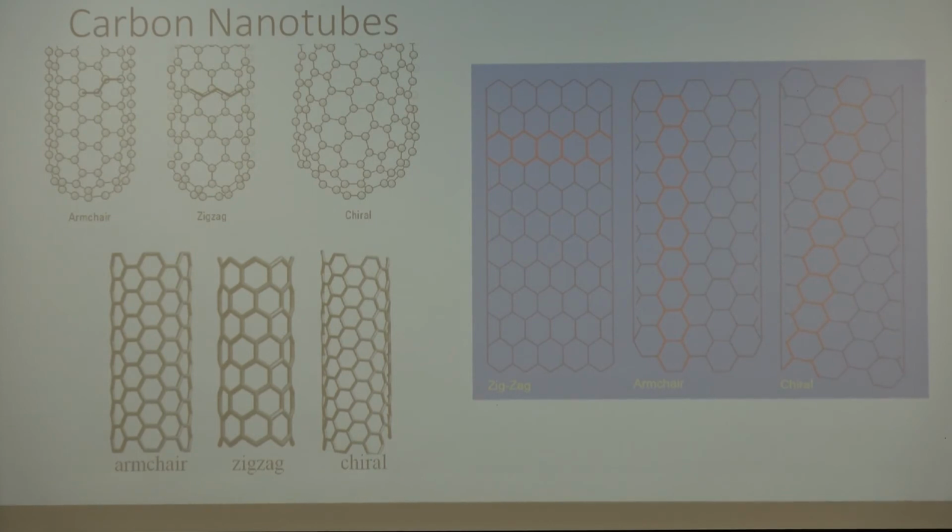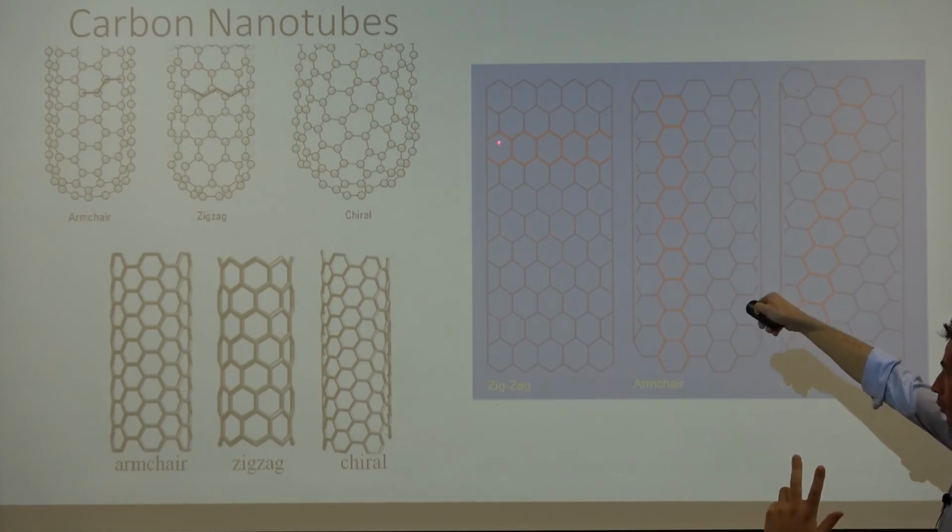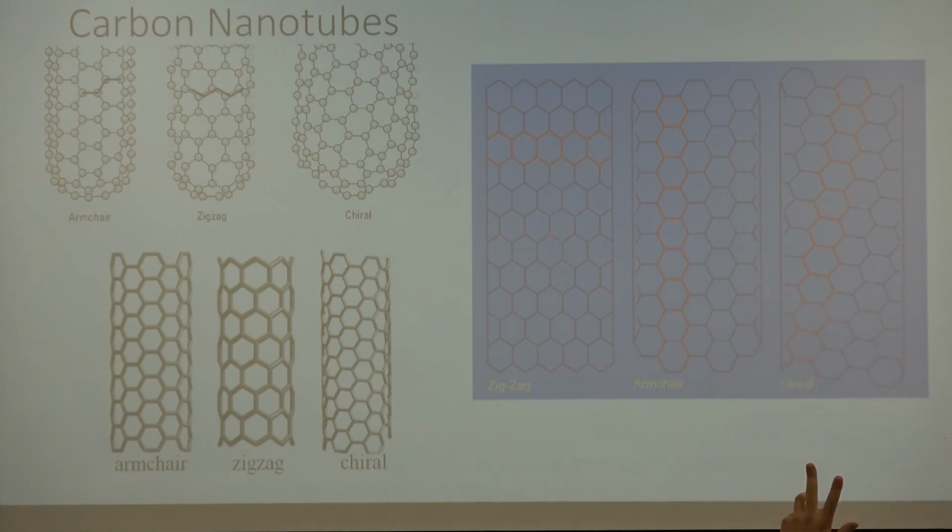Okay? And then in a zigzag configuration, it depends how you draw your red parts here, right? But you could go back and forth, back and forth, back and forth, or this way, right? Yeah. Does the armchair morphology have a greater tensile strength than the others?